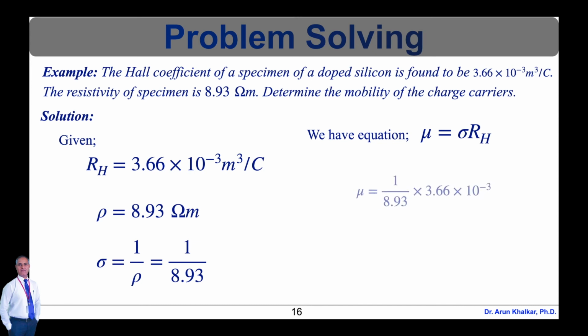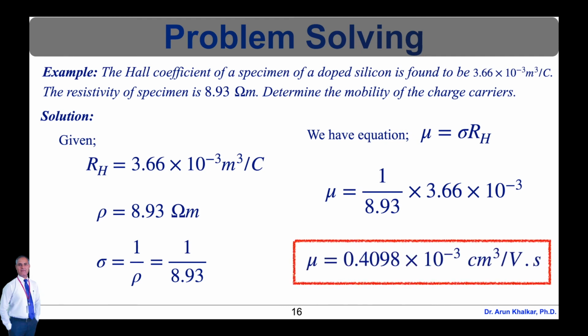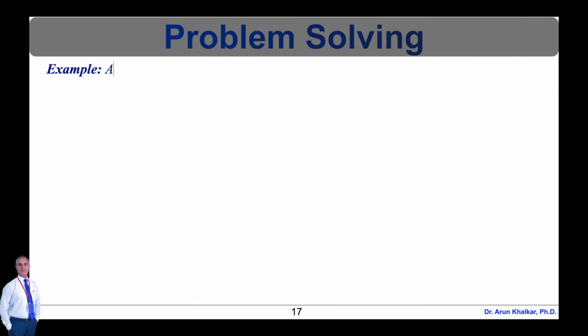So simply by putting the values of all these parameters in this equation, mu is equal to 1 upon 8.93 into 3.66 × 10^-3. After calculating these values, we have mobility mu equal to 0.4098 × 10^-3 centimeter cube per volt second. So this is the answer of this numerical. Now let's see the second example.